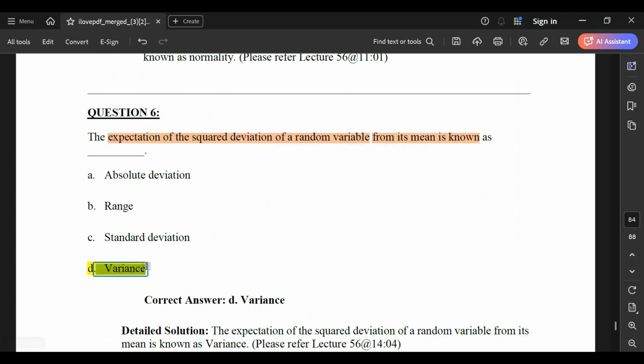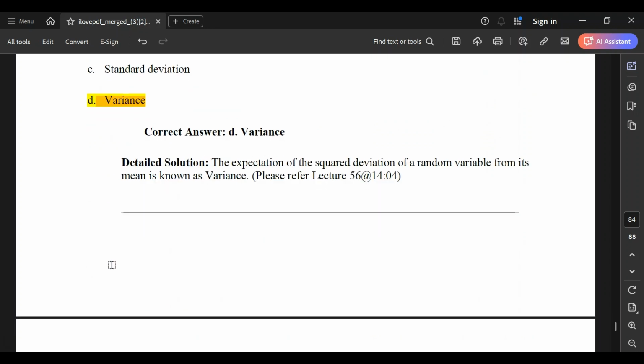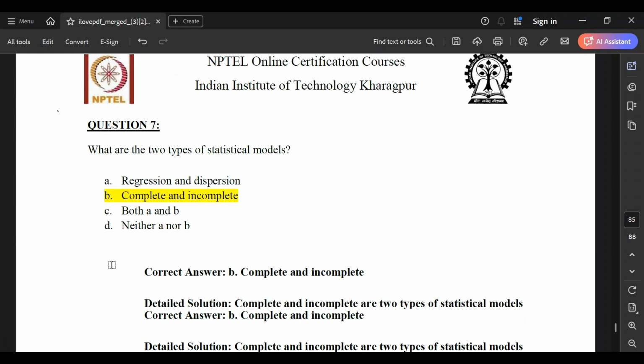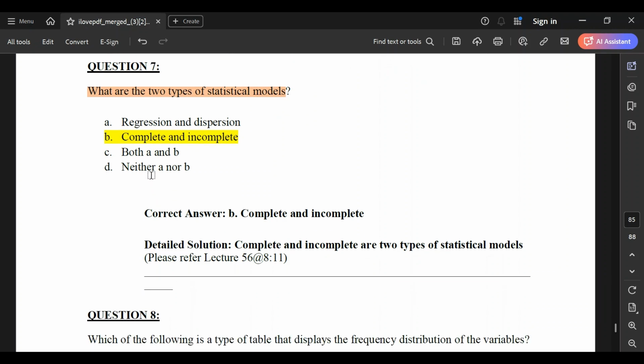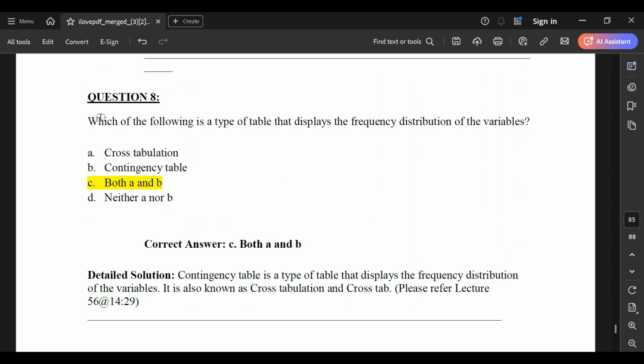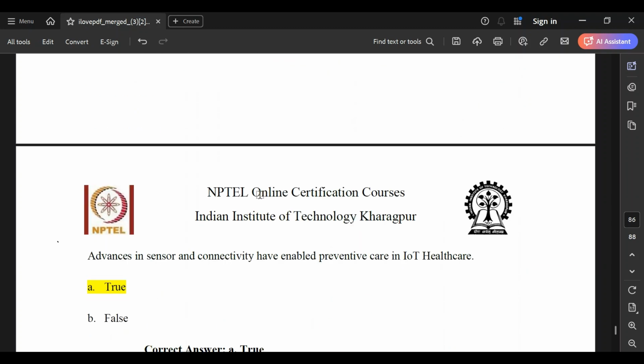The expectation of the squared deviation of a random variable from its mean is known as variance. You should know, you have read in 12th also, variance, covariance, and standard deviations. What are the types of statistical models? So complete and incomplete. And moving to the next question, which of the following is the type of table that displays the frequency distribution? So it is cross tabulation, contingency table. So both A and B are there.